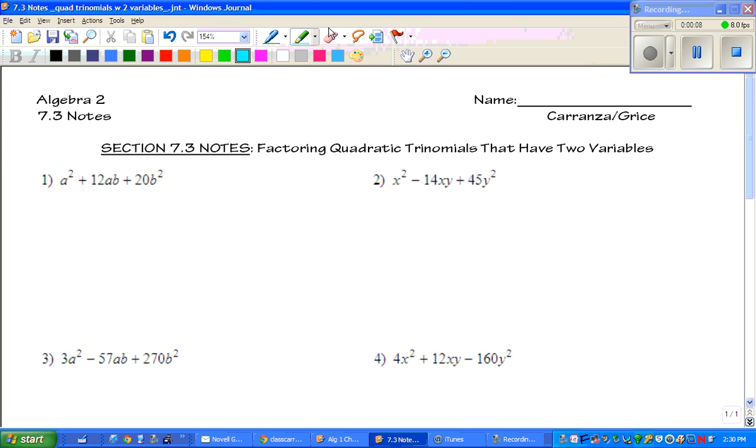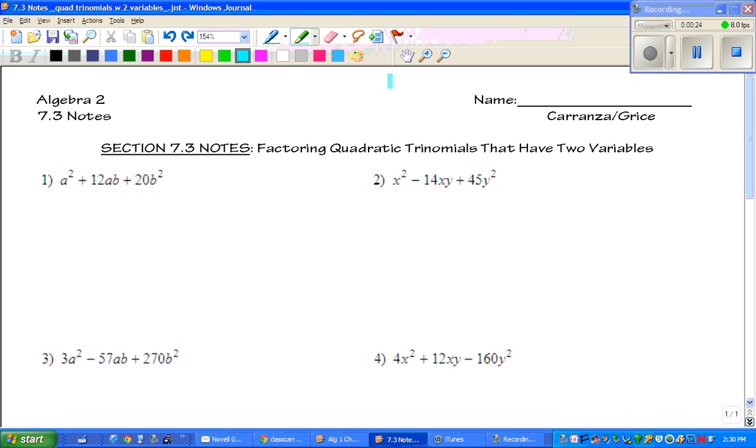Today we're talking about factoring quadratic trinomials that have two variables. Now, the difference between yesterday and today is just that we're throwing extra variables in there, so when we're factoring, we just have to be very careful.